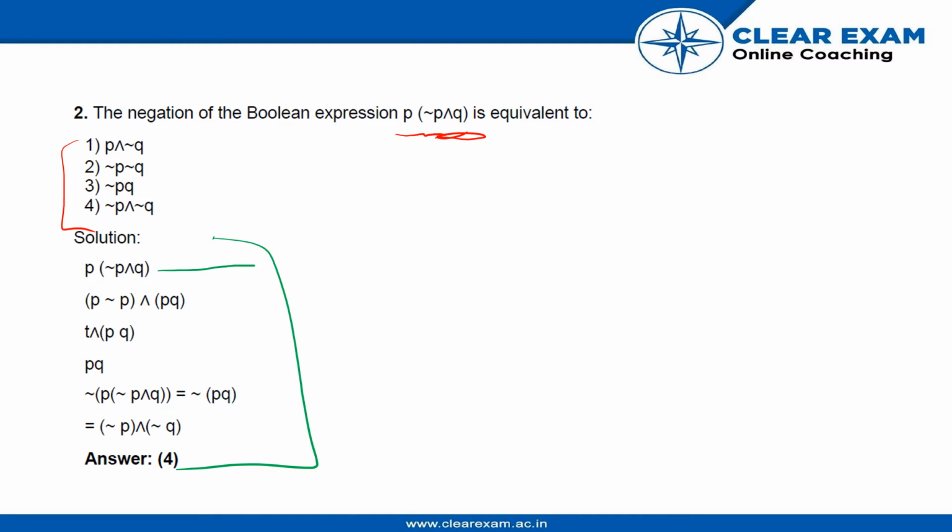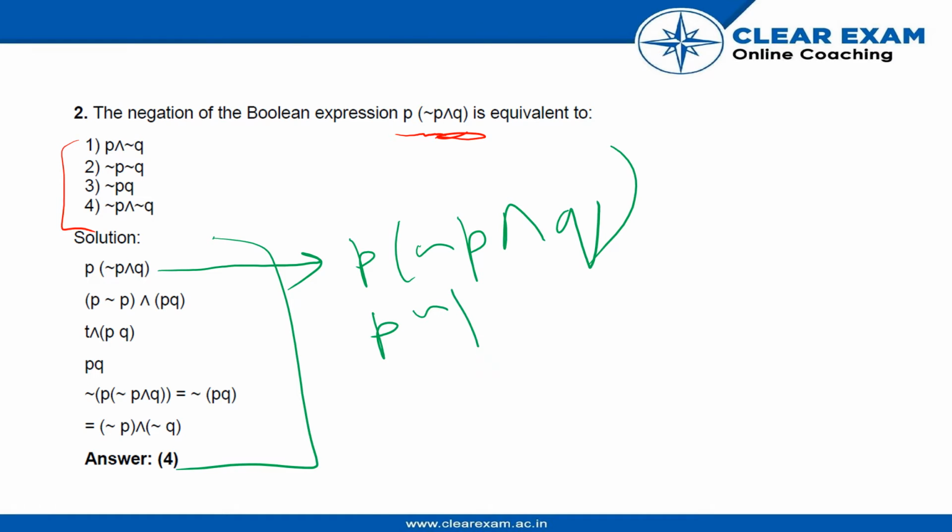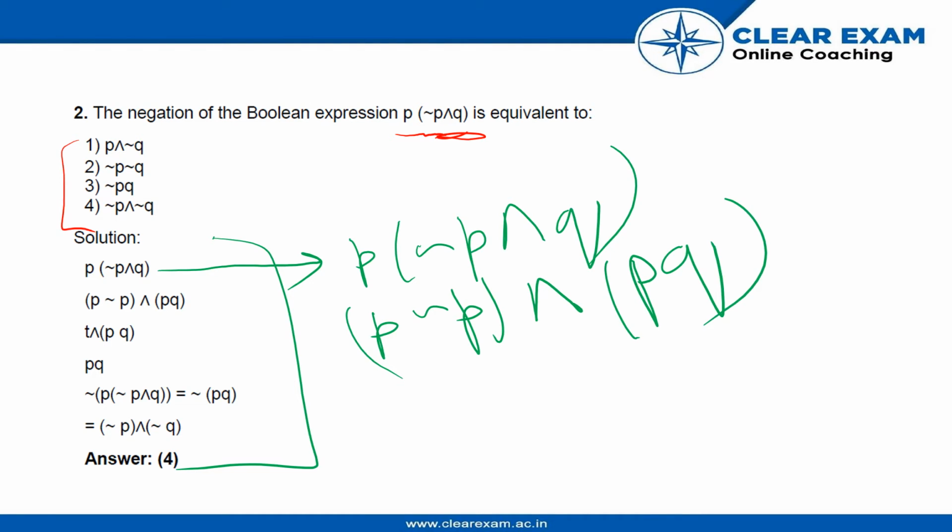So this is the expression that is written: P ∨ (¬P ∧ Q). What we will do is open up the bracket, which gives us (P ∨ ¬P) ∧ (P ∨ Q). Okay, P ∨ ¬P is nothing but a tautology, T, and that intersected with (P ∨ Q) will give you P ∨ Q.